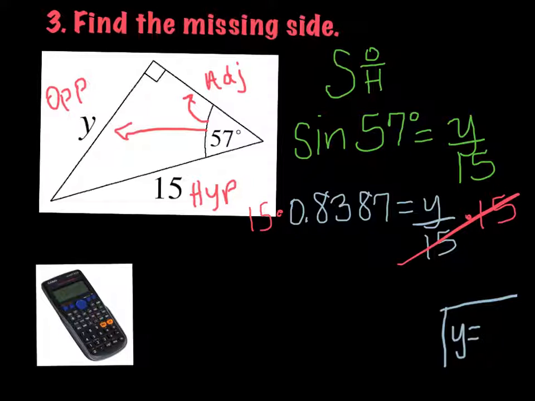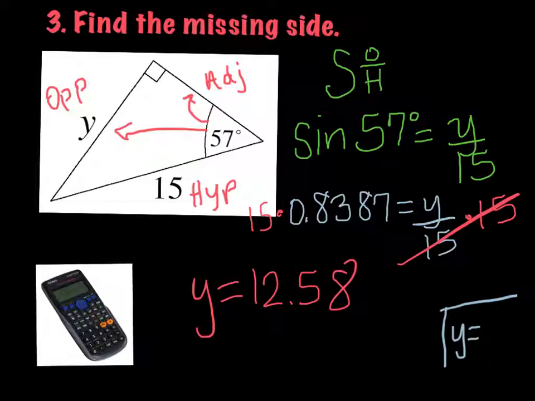So those cancel out. And I get y equals, I left that big long number in my calculator, so it's actually been rounded, but I'm going to go ahead and multiply by 15. And we get 12.58. That's the length of our missing side. So y is 12.58.